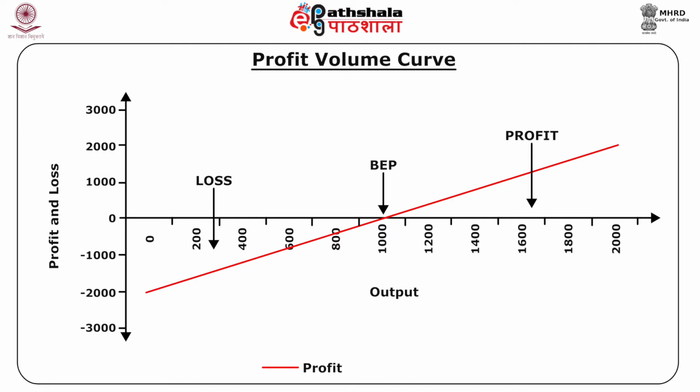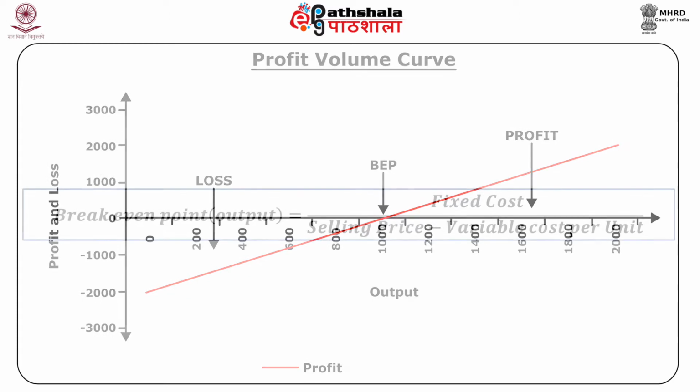If the company produces less than 1000 units, or to the left of the break-even point, then the firm will incur loss. Whereas, if the company produces more than 1000 units, or to the right of the break-even point, then the firm will earn positive profits.